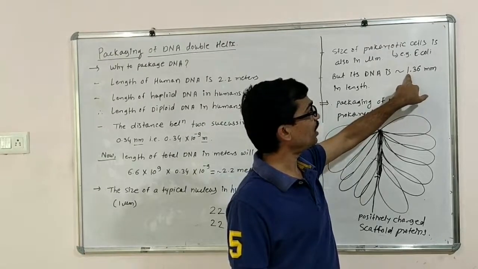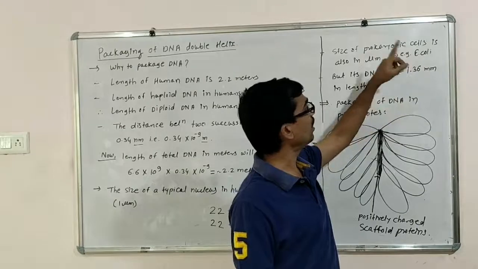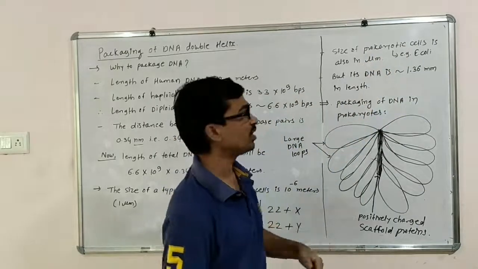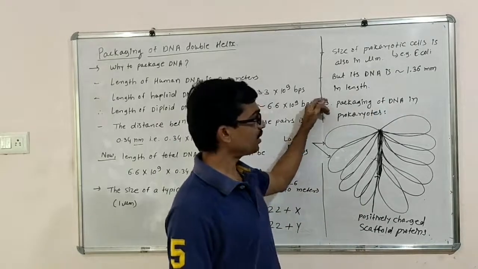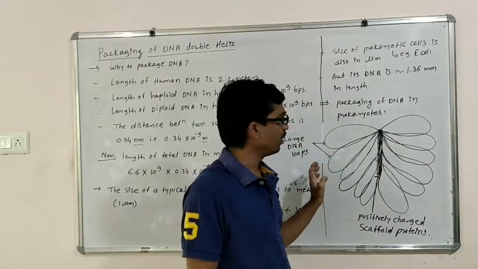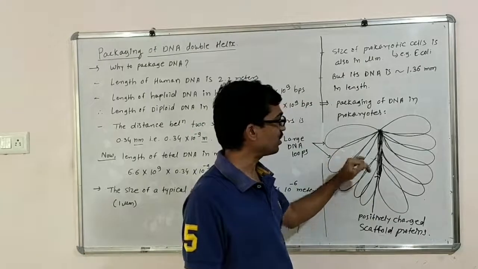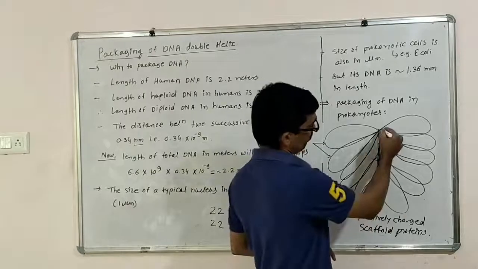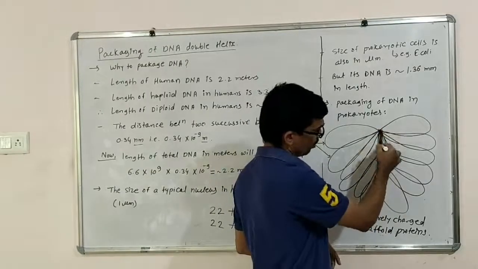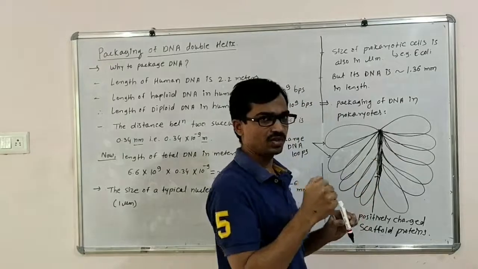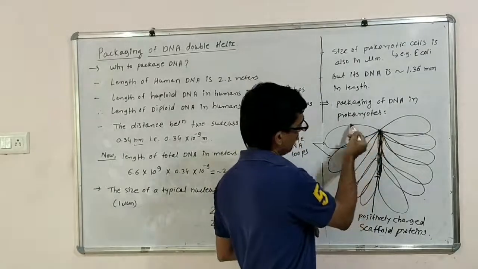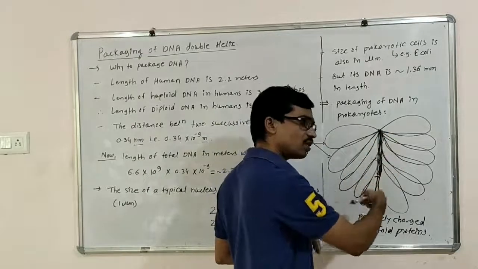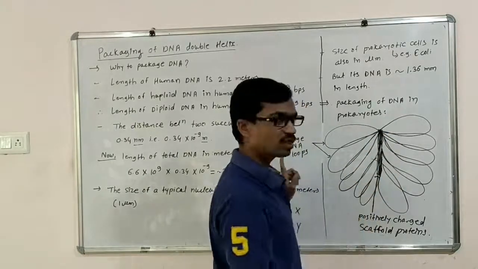So we have to fit a 1.36 mm DNA into a micrometer-sized cell, and that is why the packaging becomes necessary. In the case of a prokaryotic cell, the packaging is very simple. Because DNA is negatively charged, it can be associated with some positively charged proteins. So several positively charged proteins form a scaffold, a support-like structure, and the DNA is coiled and supercoiled on these positively charged scaffold proteins in large DNA loops.